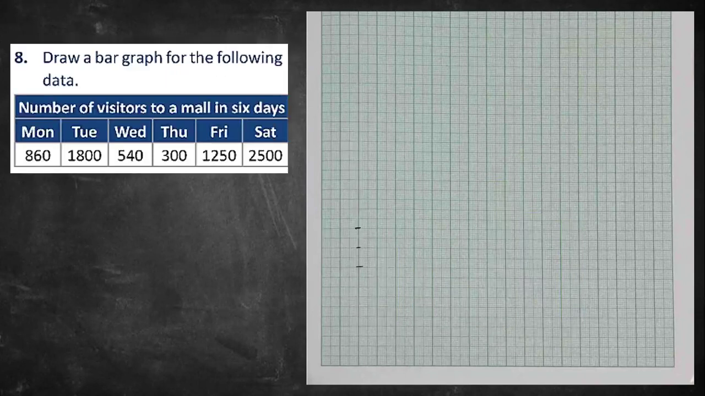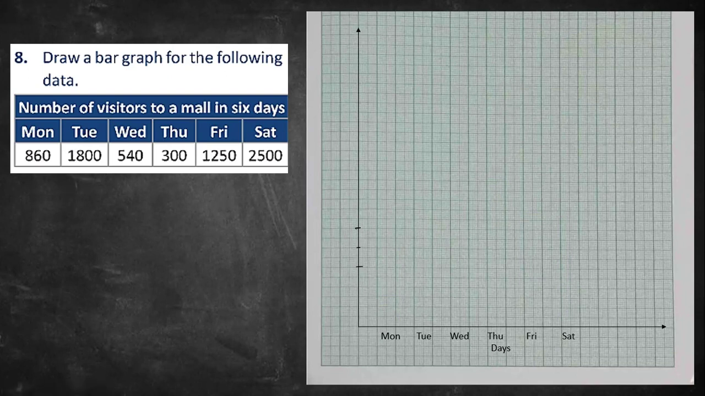Draw a bar graph for the following data where the number of visitors to a mall in 6 days is mentioned. Monday, Tuesday, Wednesday, Thursday, Friday, Saturday. And these numbers of visitors are mentioned. So now let's draw. First step is to draw the axis. X-axis and Y-axis. Okay. Now on X-axis, what do we have to write? Sorry, on x-axis we'll write number of days.